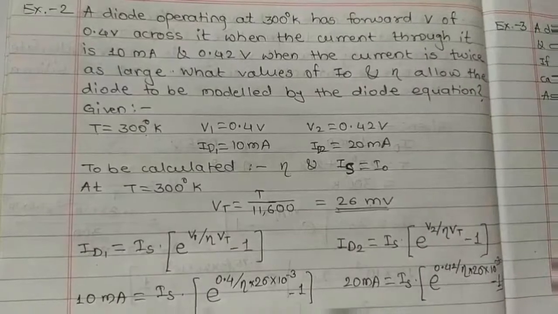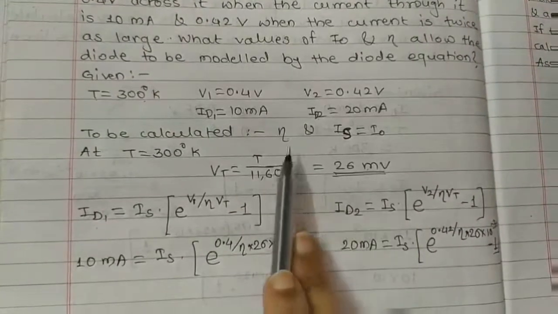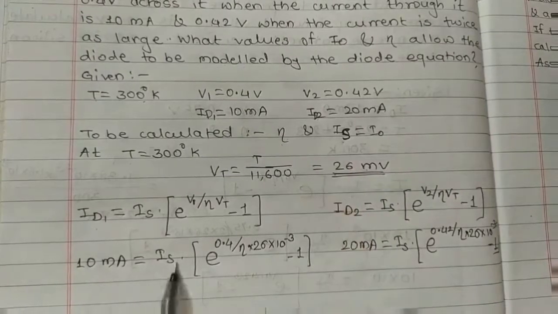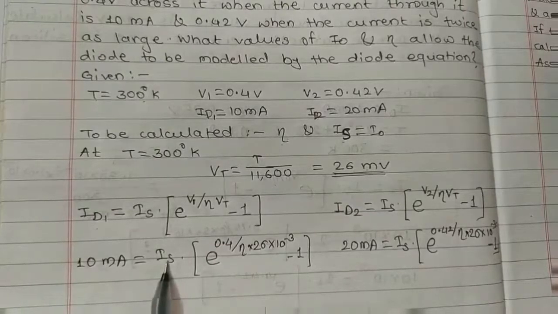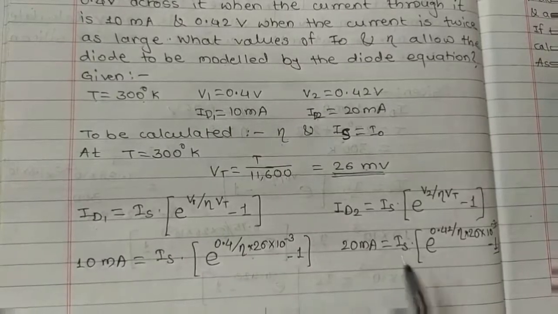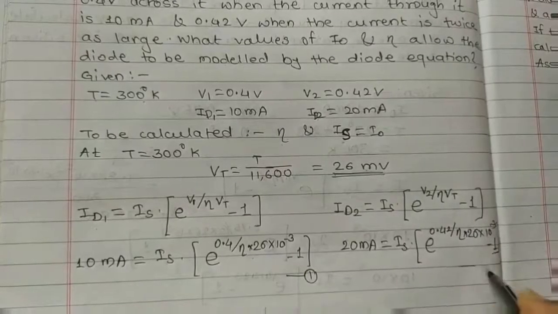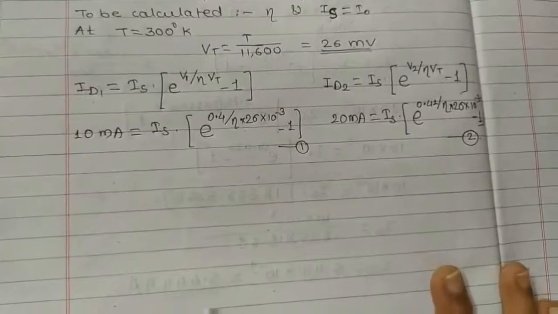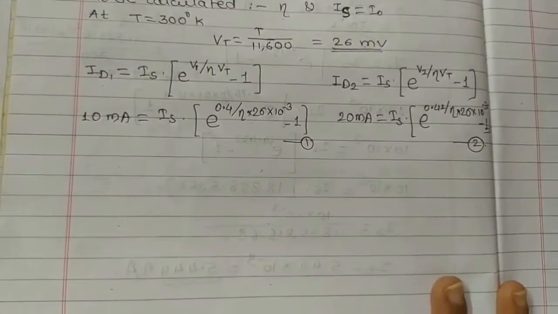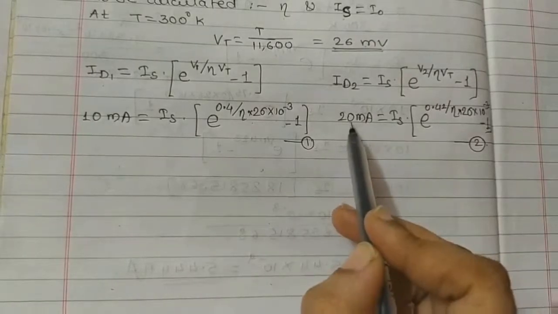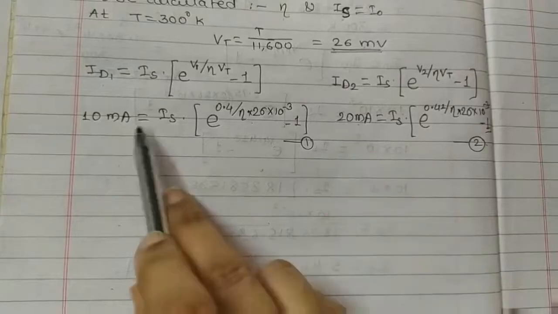But here, if we see, eta and Is both are unknown to us, we have to find out, and in both the equations we have eta and Is unknown. So what we'll do, we'll take the ratio of this equation and this equation. We'll call this equation number 1, this equation number 2, and we'll take the ratio by dividing equation 2 by equation 1.